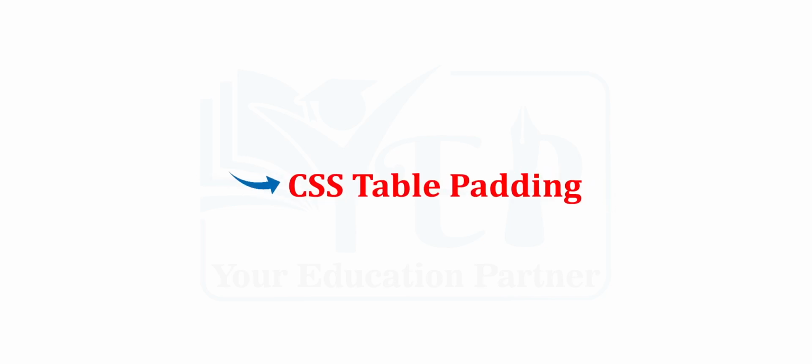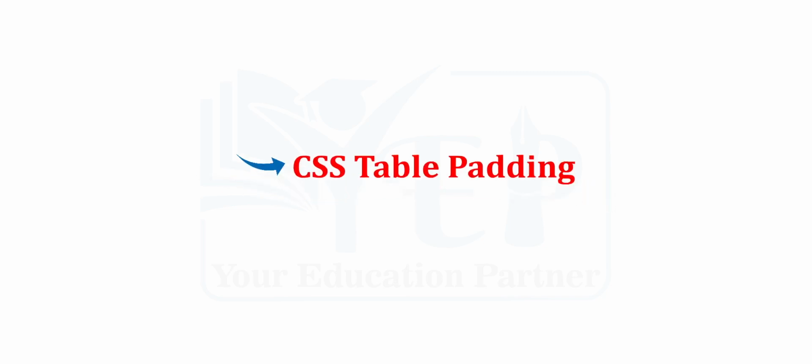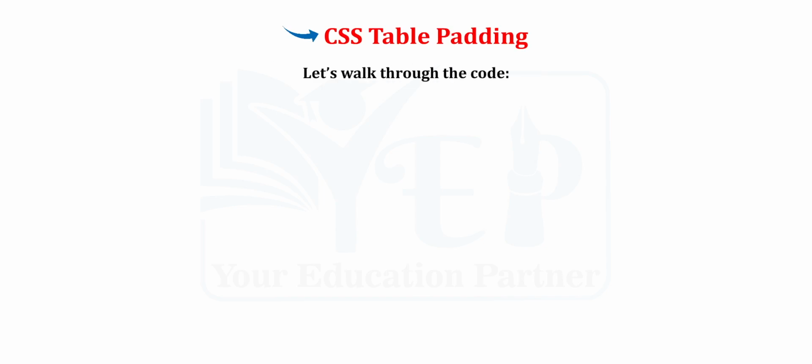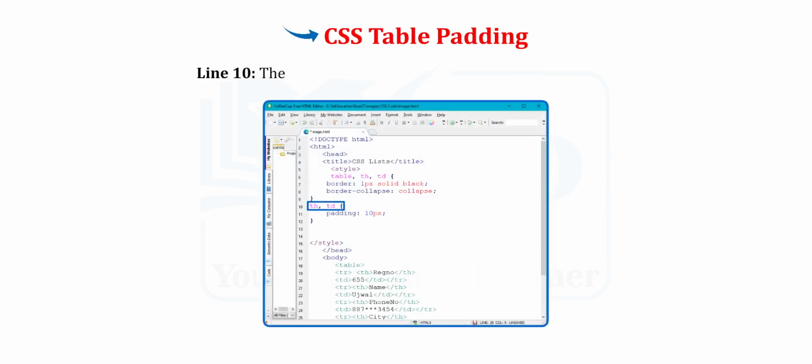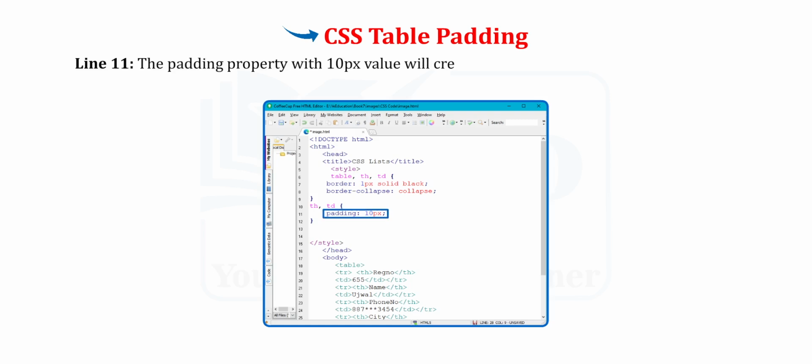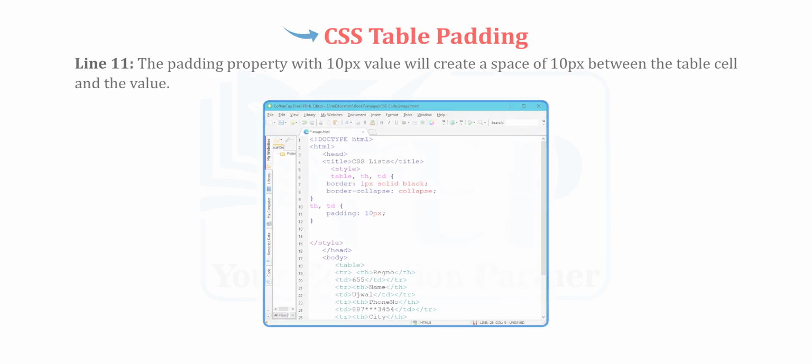Okay, now let us learn about CSS table padding. Let's walk through the code. Line 10, the styling will be applied to the th and td selectors. Line 11, the padding property with 10px value will create a space of 10px between the table cell and the value.